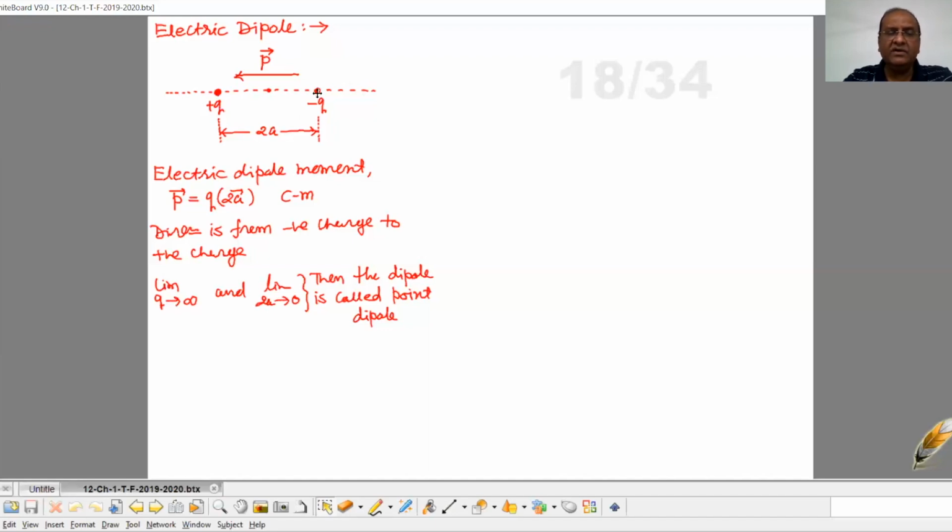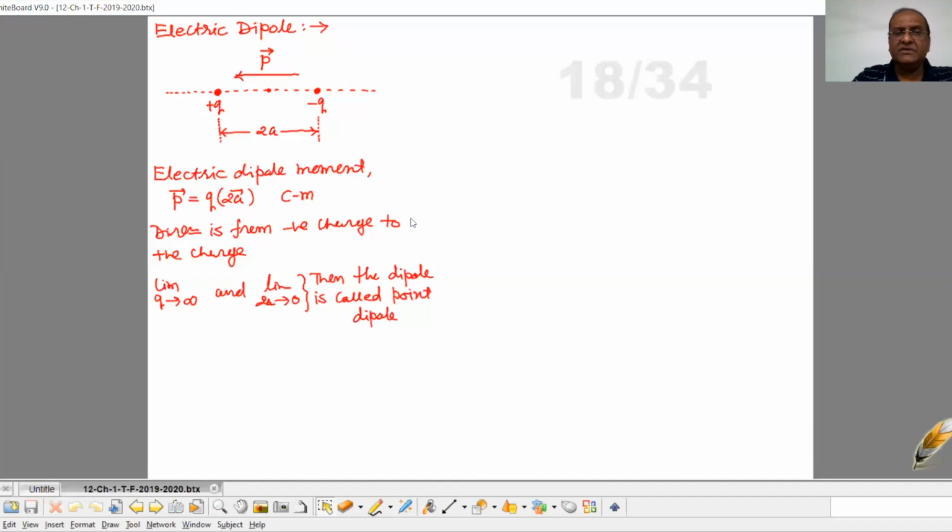Here one very important physical quantity is defined for dipole, and that is electric dipole moment, right? Now electric dipole moment is a vector quantity, and it is represented as P equal to Q into 2A. Its unit will be coulomb meter, and the direction of electric dipole moment is always from negative charge to positive charge.